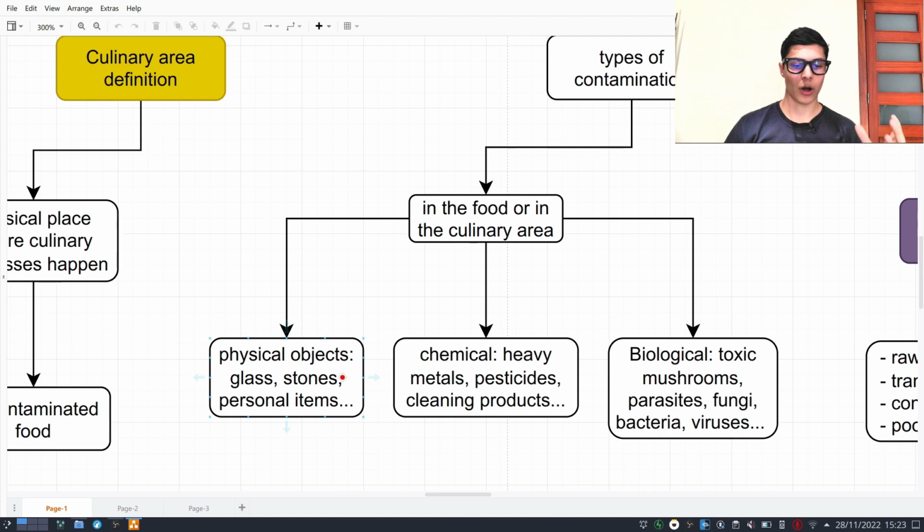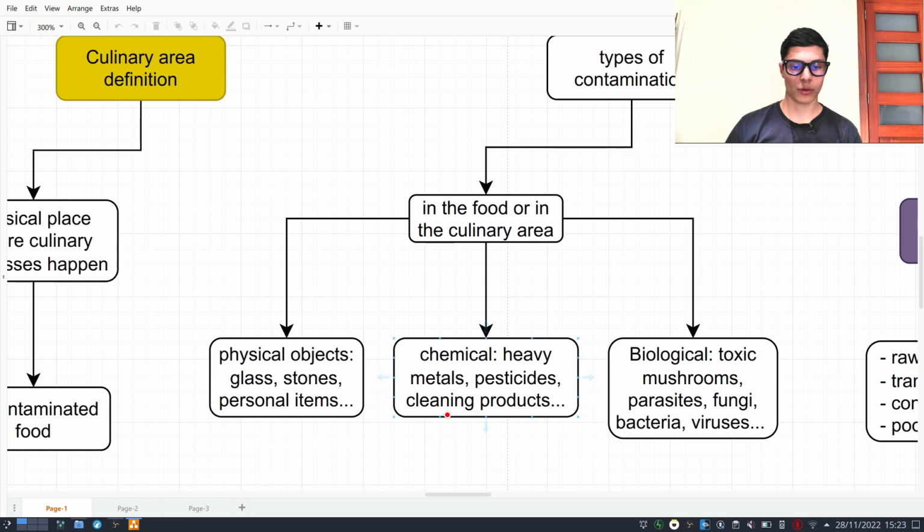Physical is like objects, some glass, some stones, some personal items, some nails, whatever goes into the food, which is worse in that case for physical objects to be in the food. It can be brought to the dining room by mistake and served to some people.